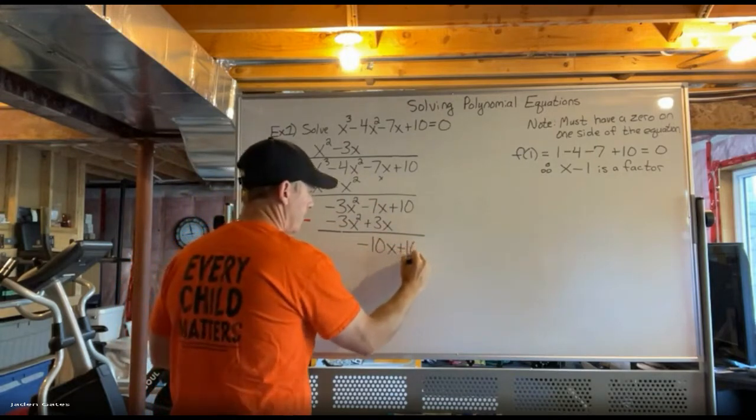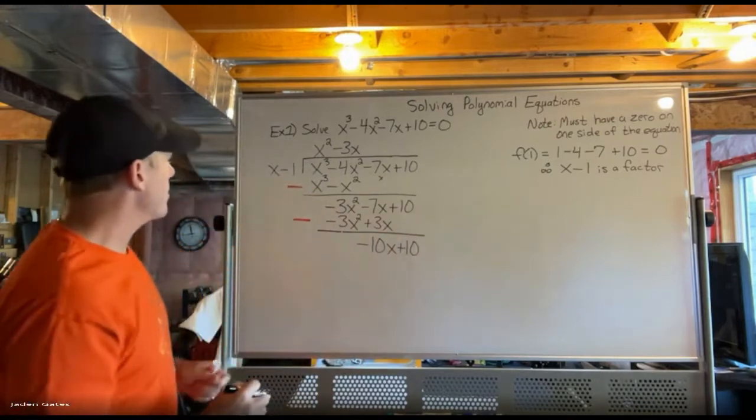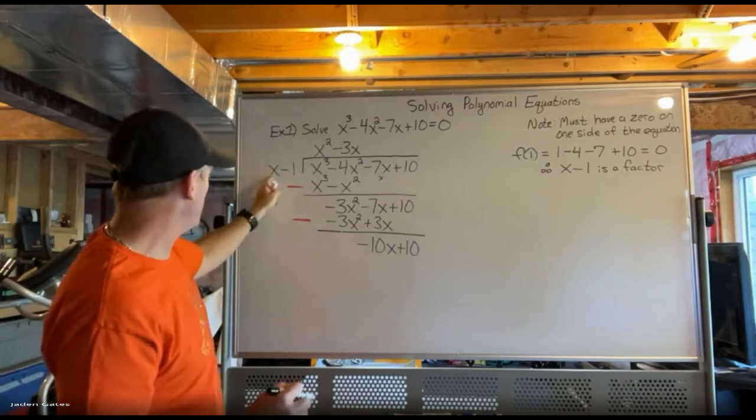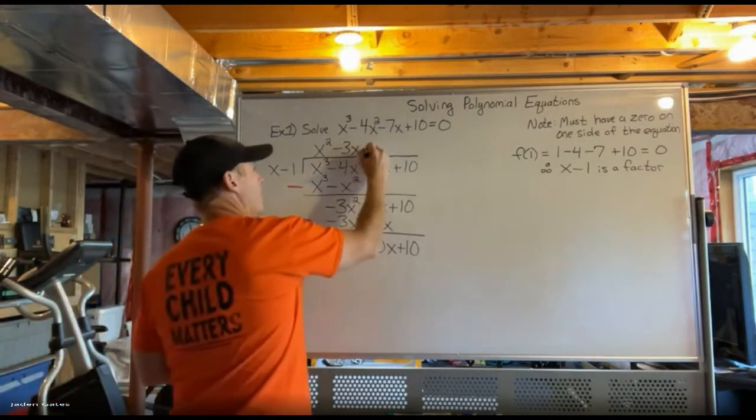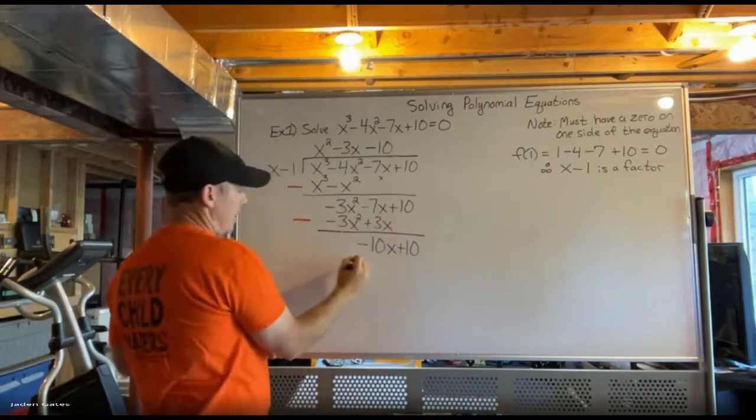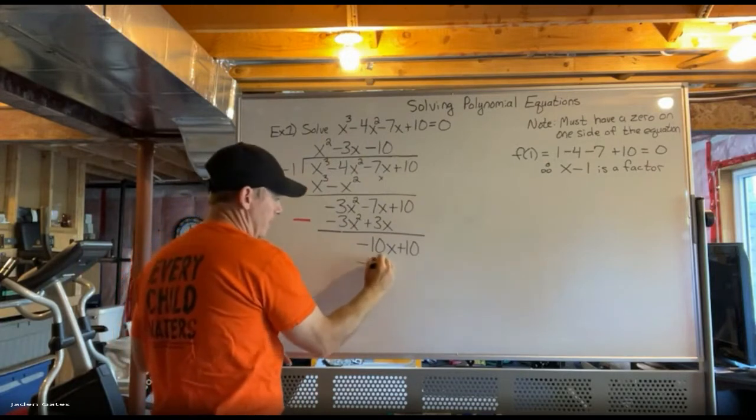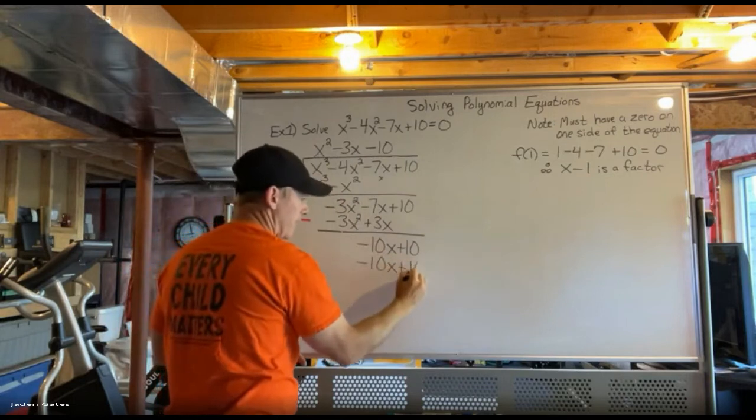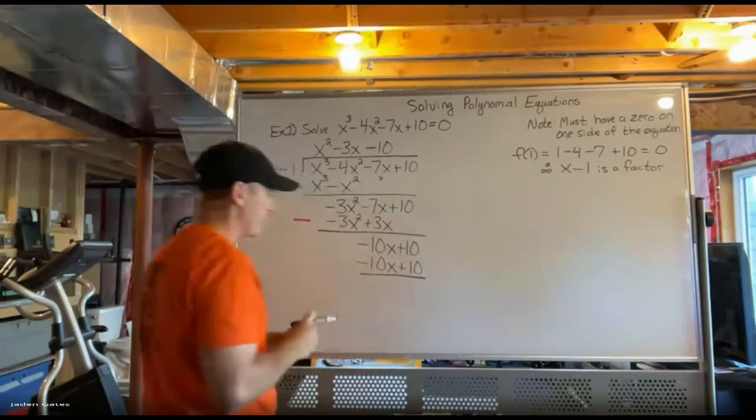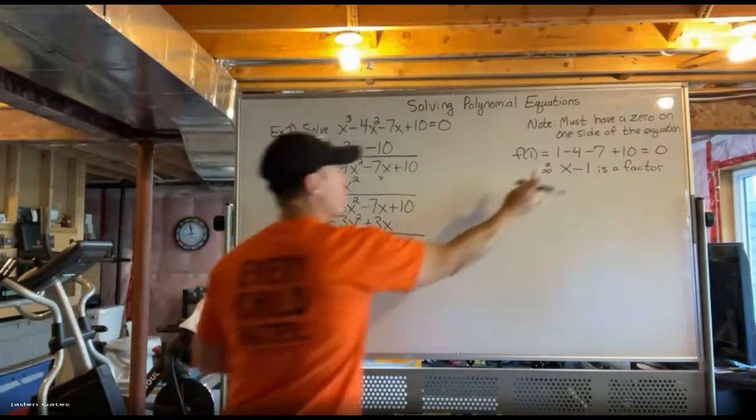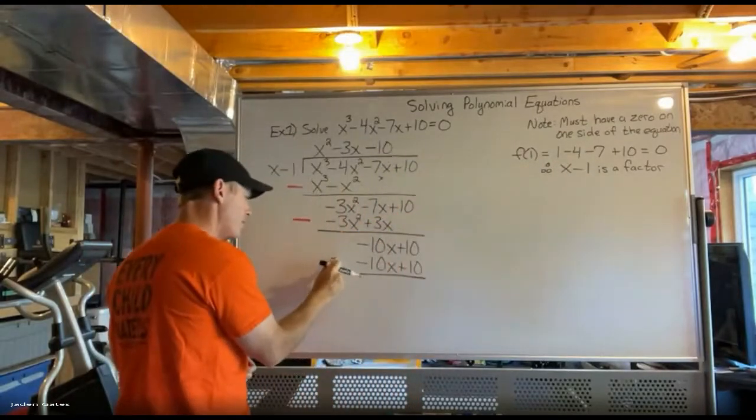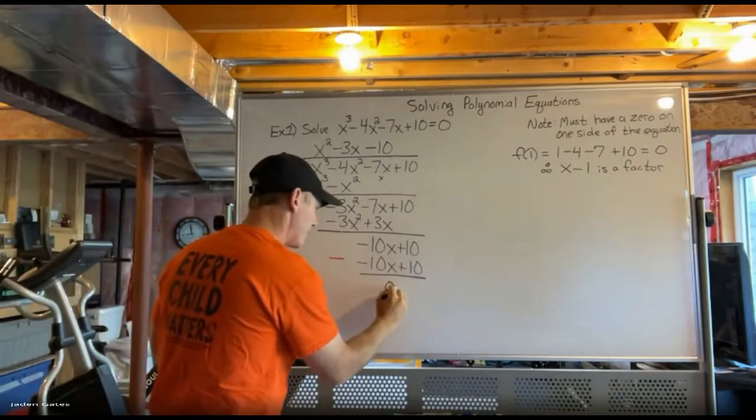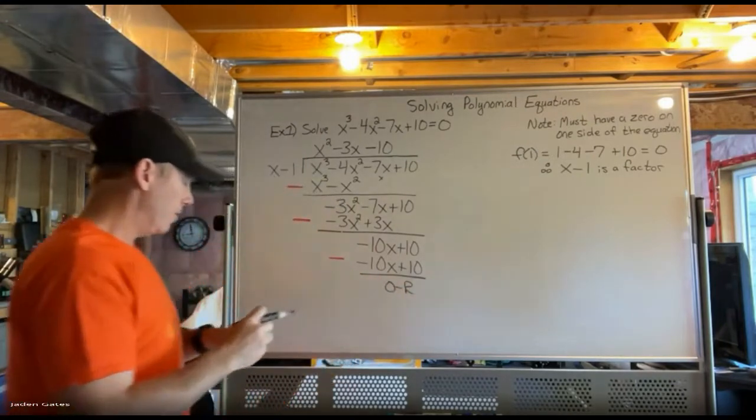Plus 10. All right, last one, because we're going to get a number here. Now, x, what do I multiply x by to get to -10x? Well, -10. So -10 times x is -10x. And -10 times -1 is a positive 10. Now, not that I have to do this part, because I already proved I'm going to have a 0 remainder. But as you can see, they line up. And of course, I do get a 0 remainder.